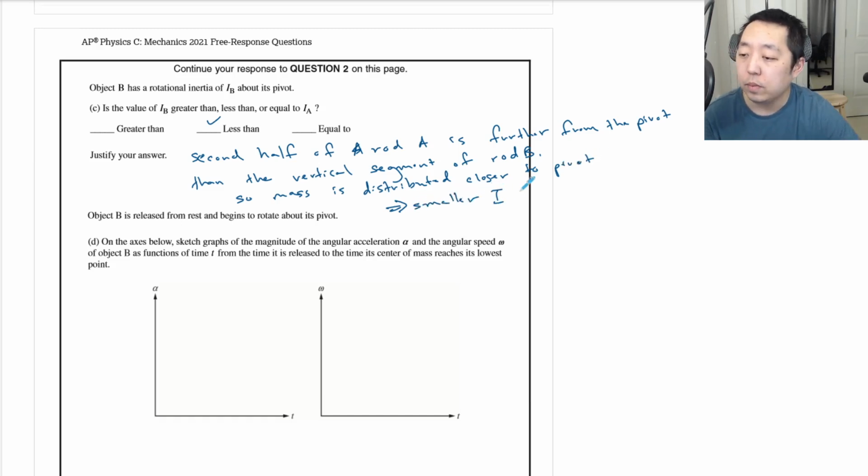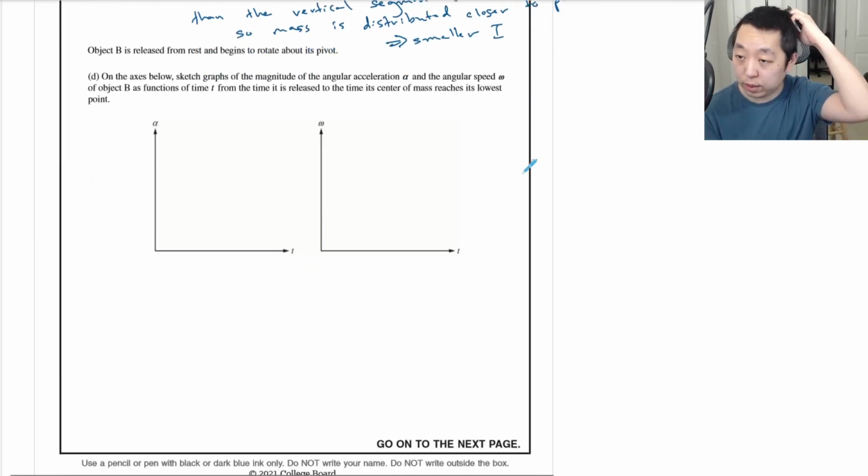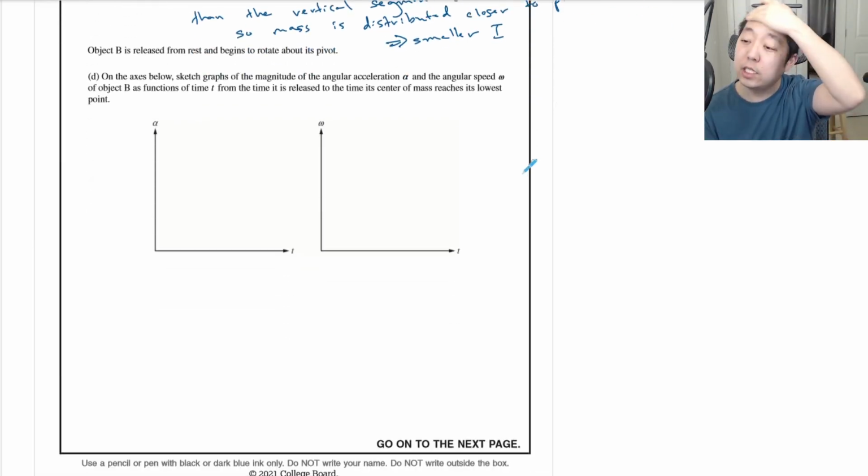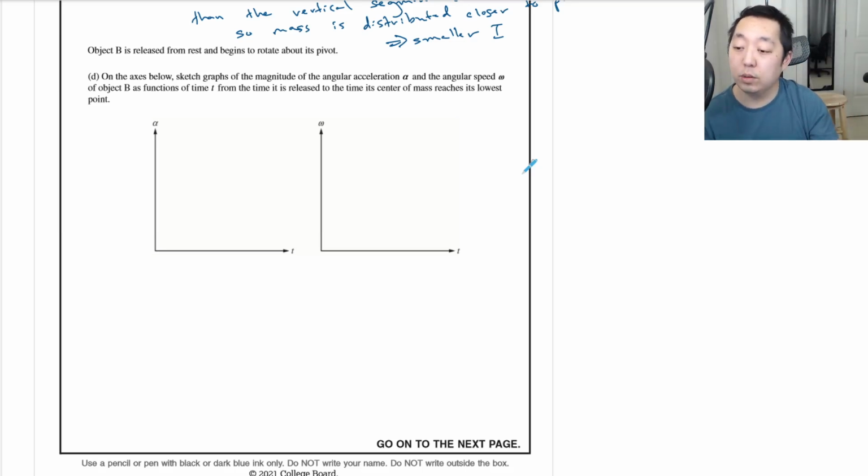Okay. So object B is released from rest and begins to rotate about its pivot. On the axis below, sketch the graphs of the magnitude of the angular acceleration and angular speed of the object as a function of time. It is released to the time the center of mass reaches the bottom. Okay, so the net torque is equal to I_B alpha. So alpha is equal to the net torque over I_B. What's the net torque on the system?